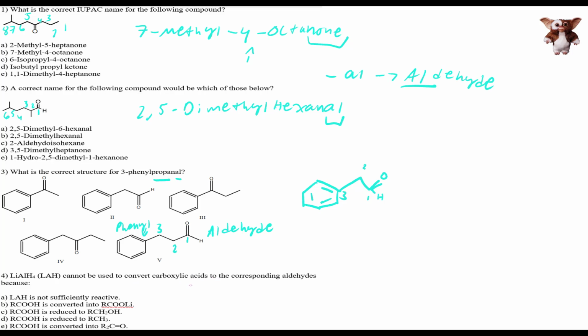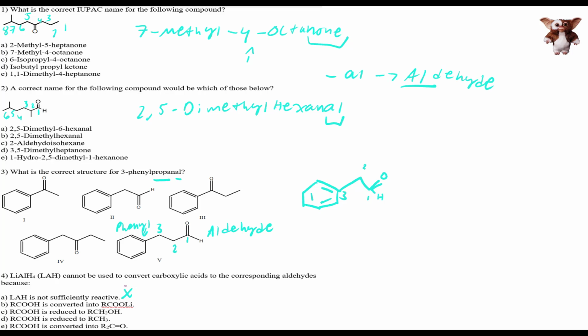Of what? Because of what? Well, lithium aluminum hydride is very, very strong, okay? It's super strong. So it doesn't make sense that A would be correct. A is wrong because it's saying that it is weak. It's not sufficiently reactive. This is wrong because lithium aluminum hydride is very strong. Okay?